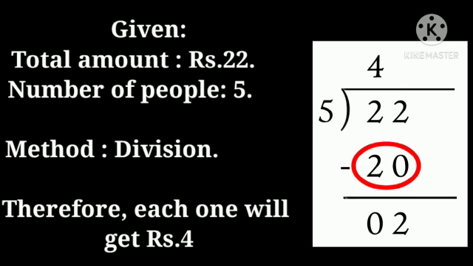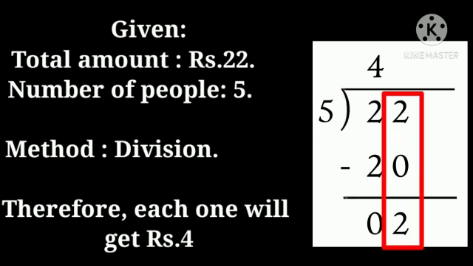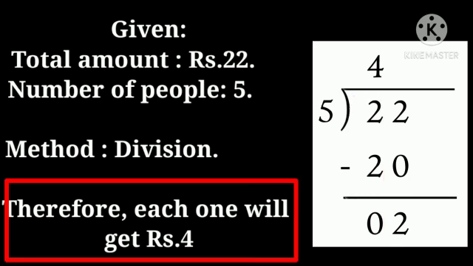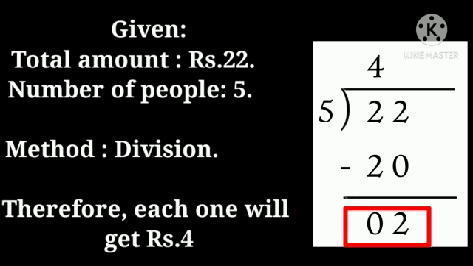Let's start subtraction starting from units place. 2 minus 0 is 2. 2 minus 2 is 0. So lastly, statement: therefore, each one will get 4 rupees and 2 rupees is the remainder.